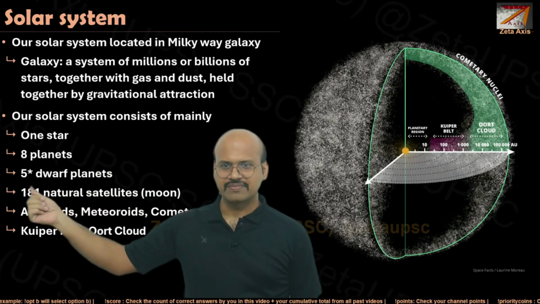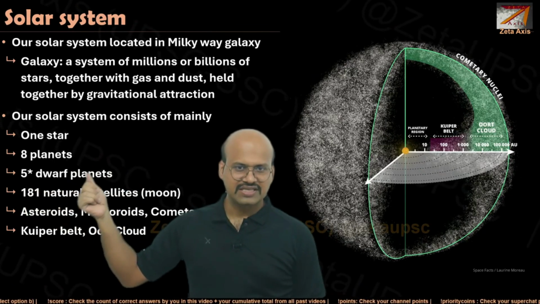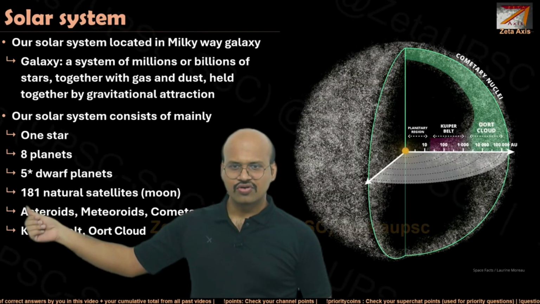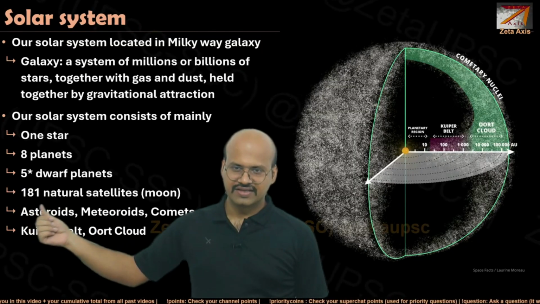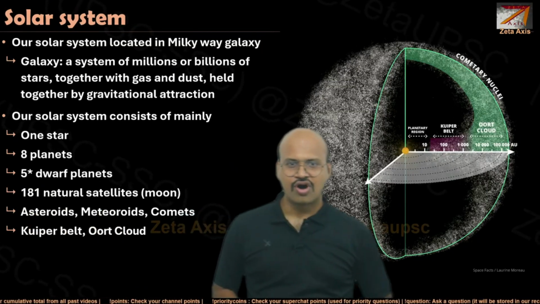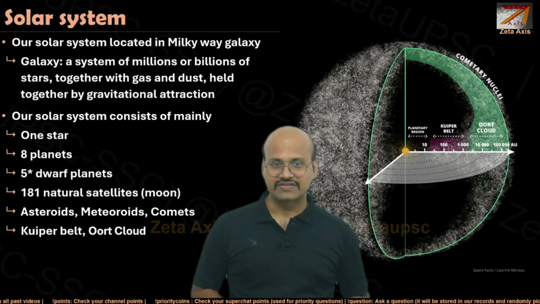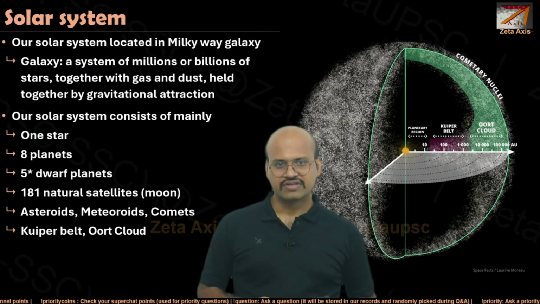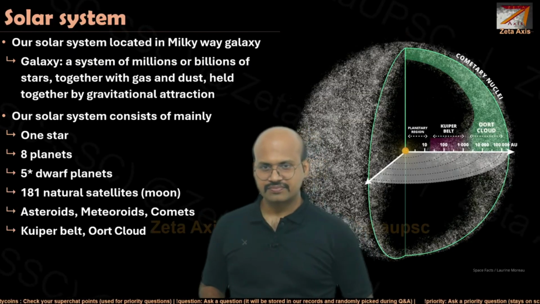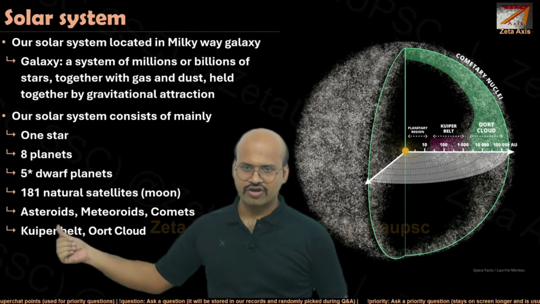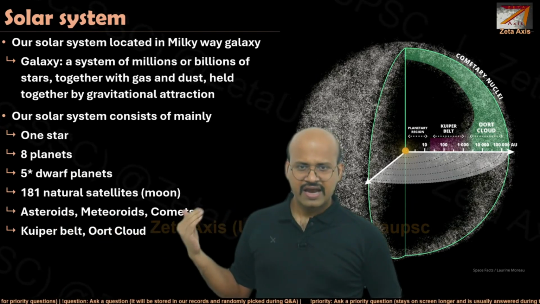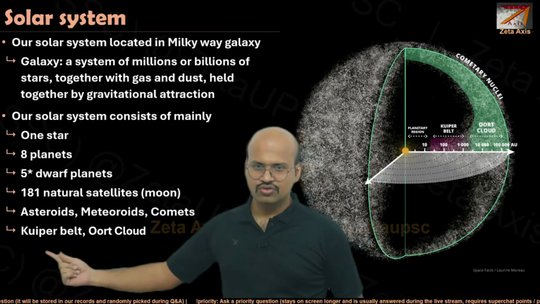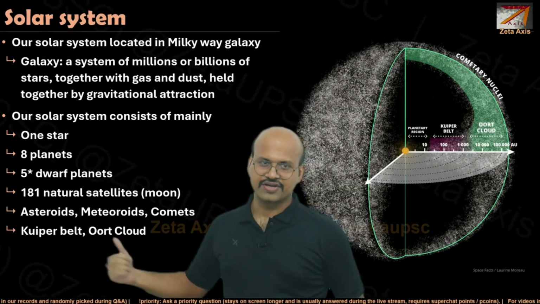Now in our solar system there are 5 recognized dwarf planets, but this count may increase based on recent findings. There are also 181 natural satellites. Again, this quantity can also increase because of the increased power of the telescopes, as well as the telescopes which are there in space. They are finding new satellites of planets. Then in our solar system we also have asteroids, meteoroids and comets. And apart from them, there is the Kuiper belt and Oort cloud. So these two might be new things which you might be hearing today.